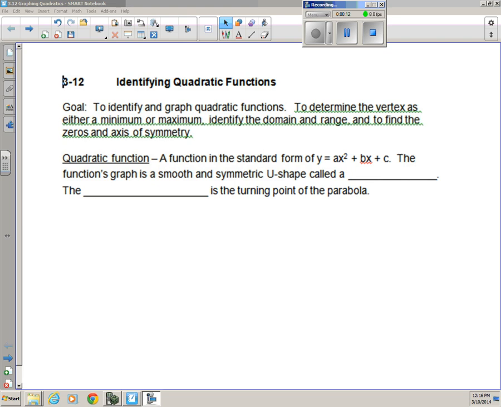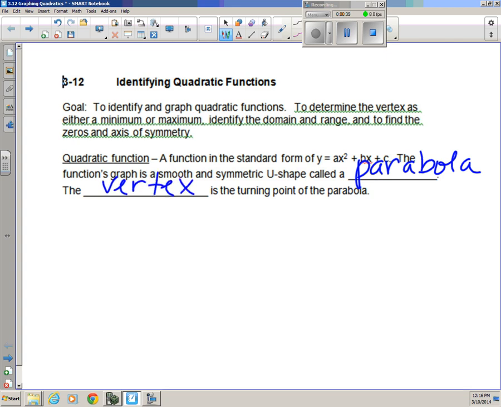So a quadratic function is a function that's in the standard form of y equals ax squared plus bx plus c. Okay, and that looks familiar because that's what we've been factoring for a long time now. The function's graph is a smooth and symmetric U shape, and it's called a parabola. And the vertex is the turning point of that parabola.